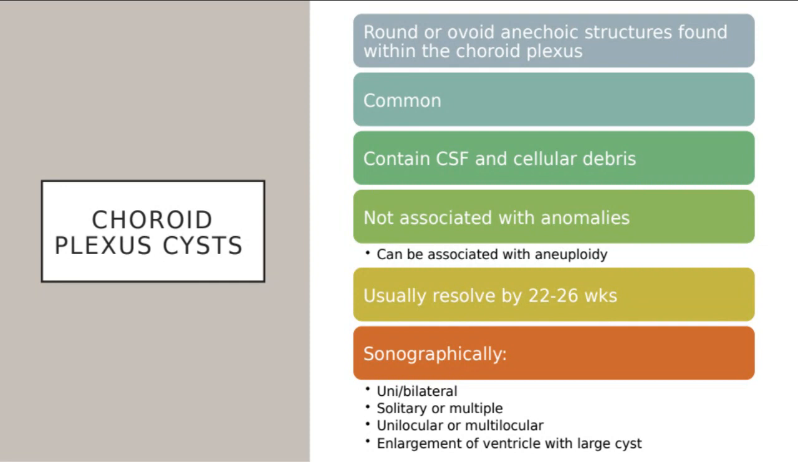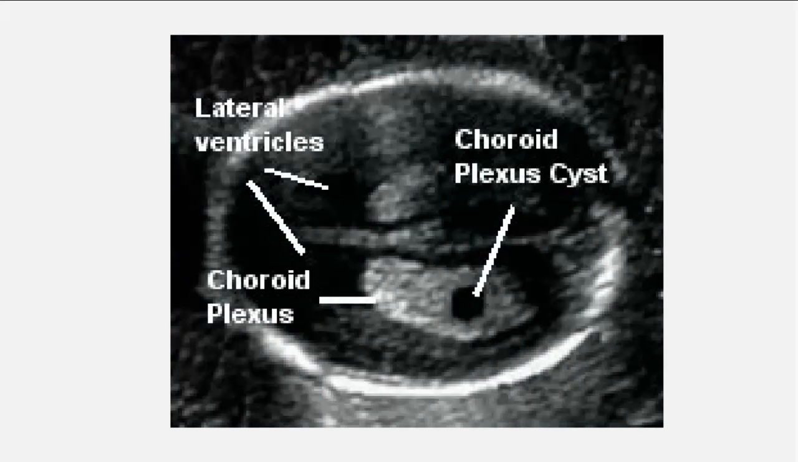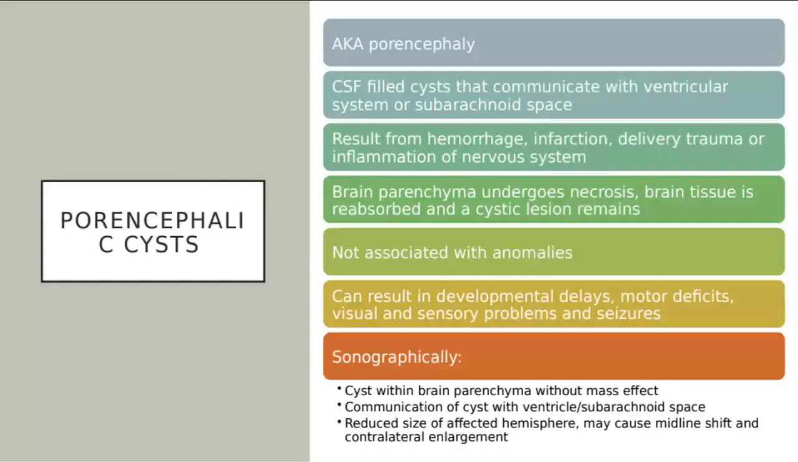They can be associated with aneuploidy, but these patients typically know that they're at a higher risk for fetal abnormalities or fetal chromosomal problems. Aneuploidy is just the general term for abnormal genetic makeup. We'll specify that a little bit further in a different lecture. These are usually going to go away by the second to maybe early third trimester, 22 to 26 weeks. On ultrasound, it's going to look just like a regular old cyst. And here we go, nice and easy.